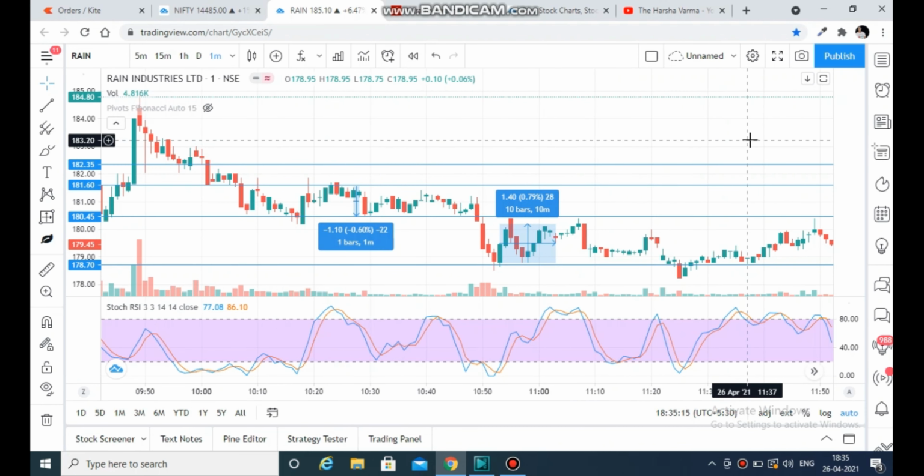Always remember to take any trade only in the direction of the market. Never trade against the direction of the market, because the stock may reverse against you.